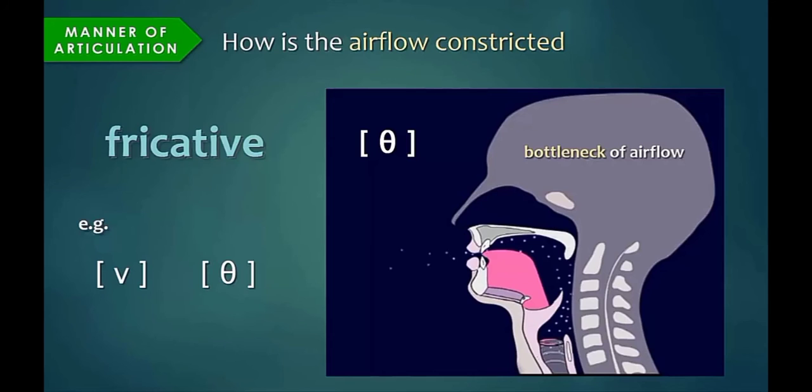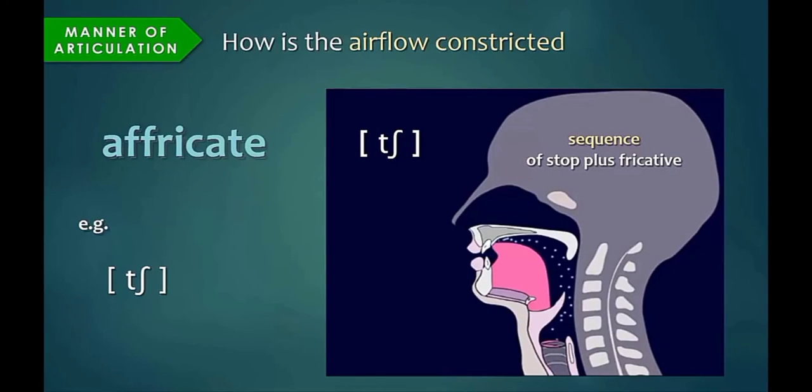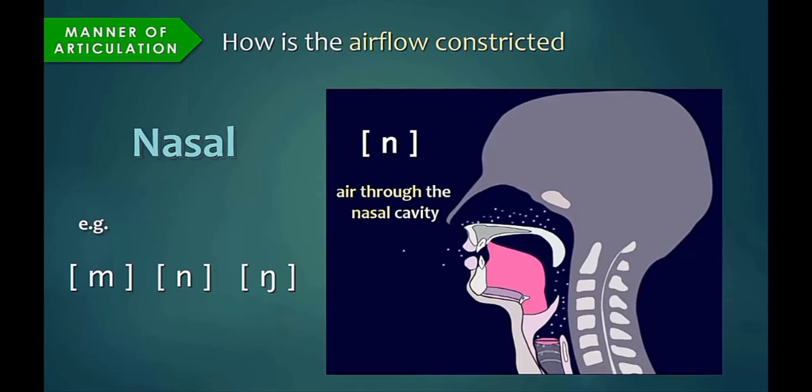Affricates result from a stop plus a fricative in rapid succession. For example, the affricate ch results from t plus sh, and j results from d plus zh. Nasal sounds are produced when the velum is lowered, allowing air to pass through the nasal cavity, such as m, n.